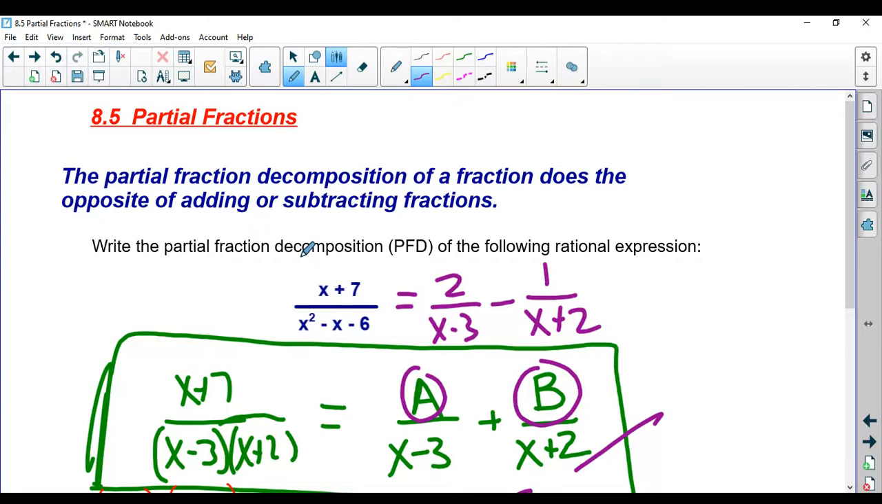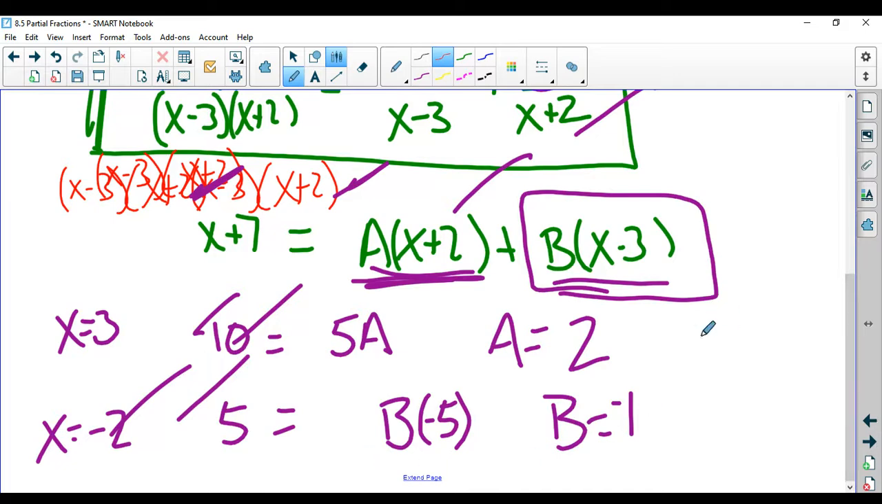Now, the reason why this is going to be important to do is if I ask you to integrate this, that would be very, very tough. But if I ask you to integrate it in this form, that's an easy natural log. That's also an easy natural log. So we're done. So that's how you do it. We'll do one or two more examples. I'll see you then.